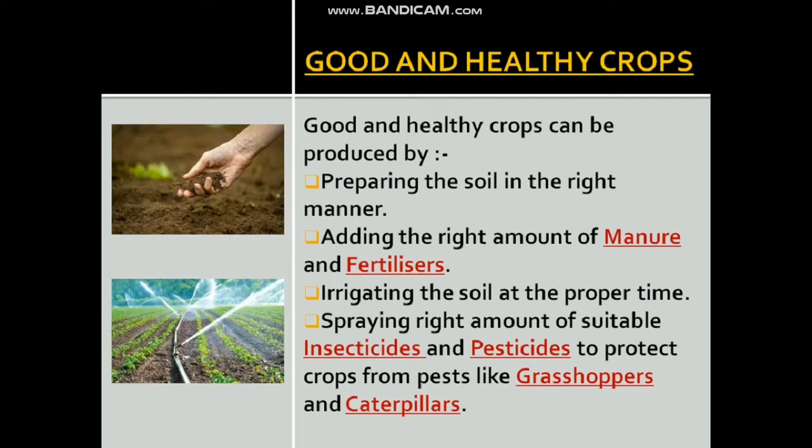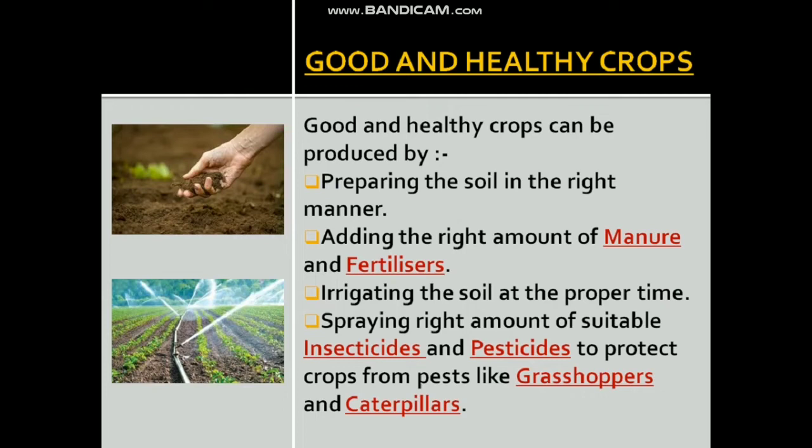Now, how to get good and healthy crops? Good and healthy crops can be produced by preparing the soil in the right manner. Proper fertilizers and proper manure should be provided, and proper care of the soil should be taken. Adding the right amount of manure and fertilizer makes the soil fertile for better and good quality crops. Irrigating the soil at the proper time.